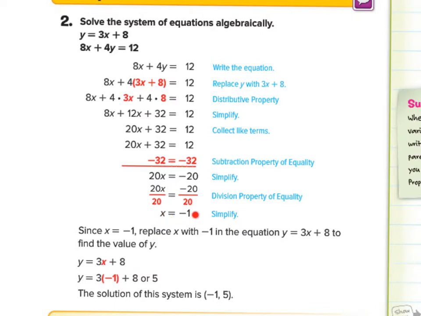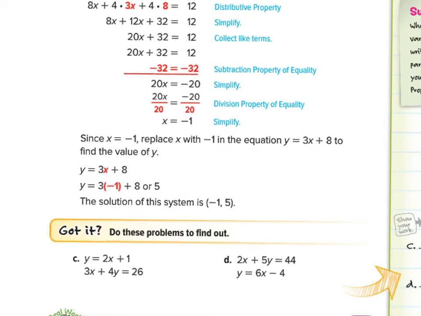Now that I have my x equals negative 1, I can take this and substitute it here, right here. And I can solve for y. This would be 3 times negative 1, it's negative 3. Plus 8 is 5. So my y should be 5. Is it? There it is. In my system, the solution of my system is negative 1 and 5.